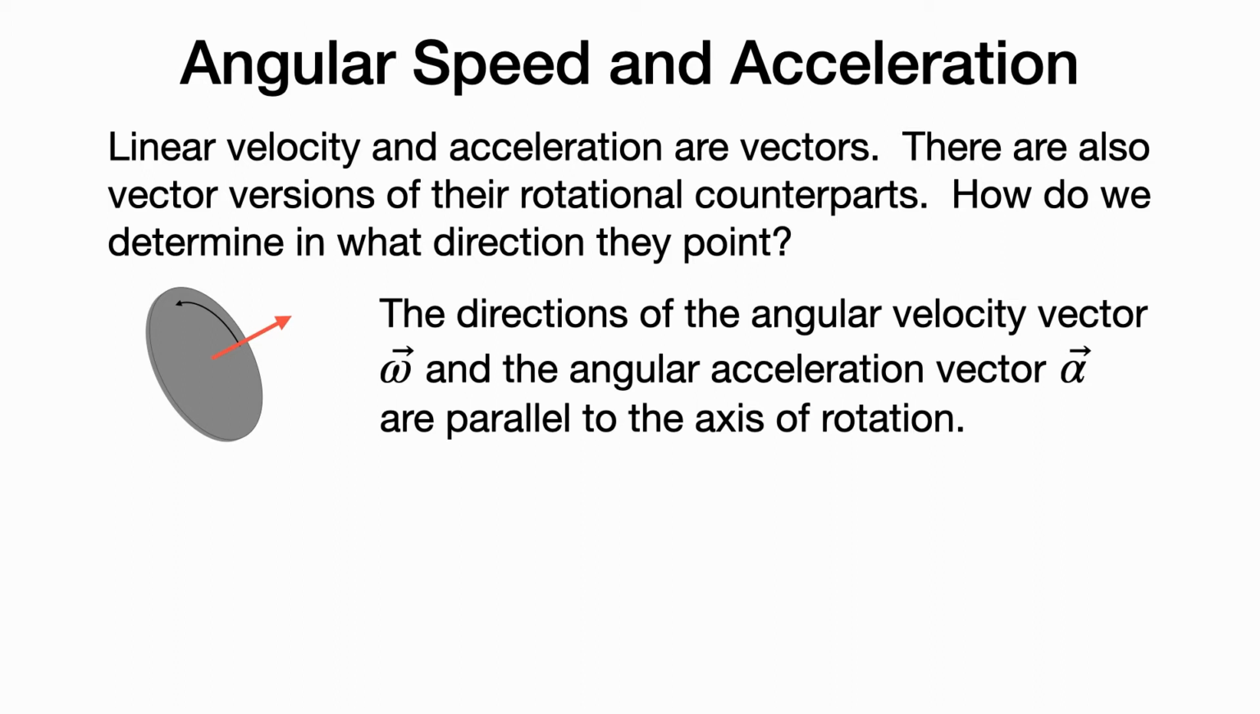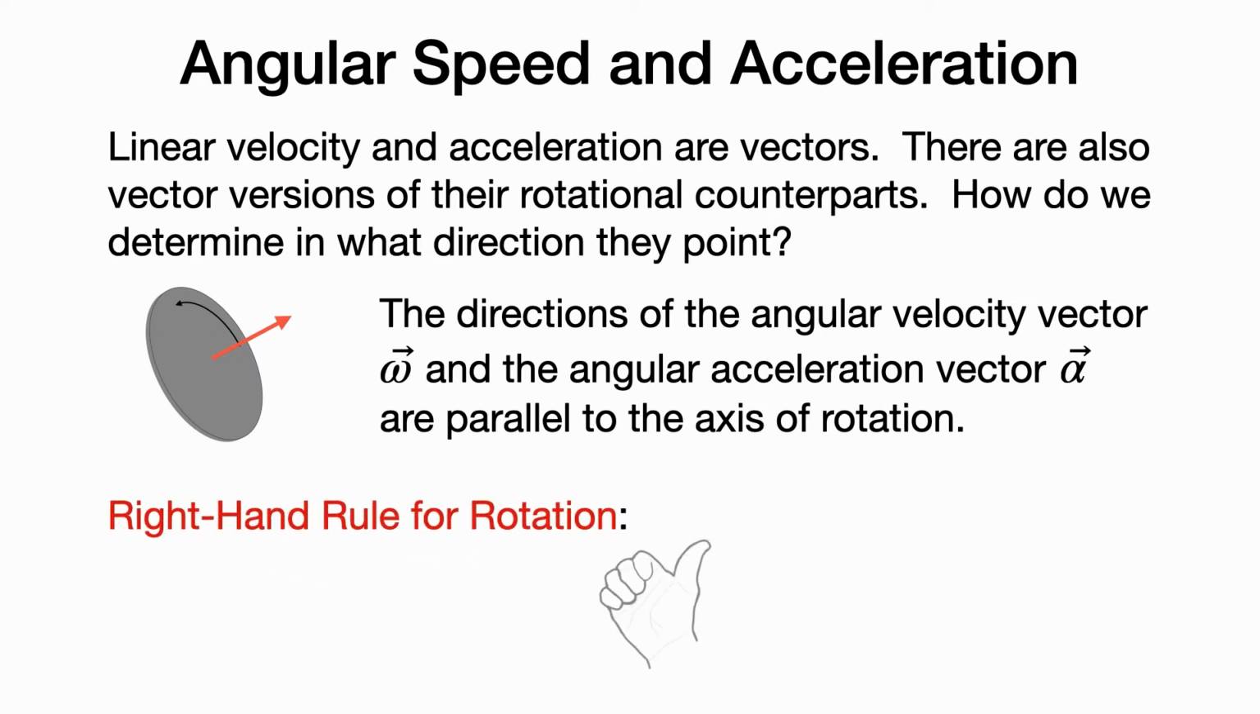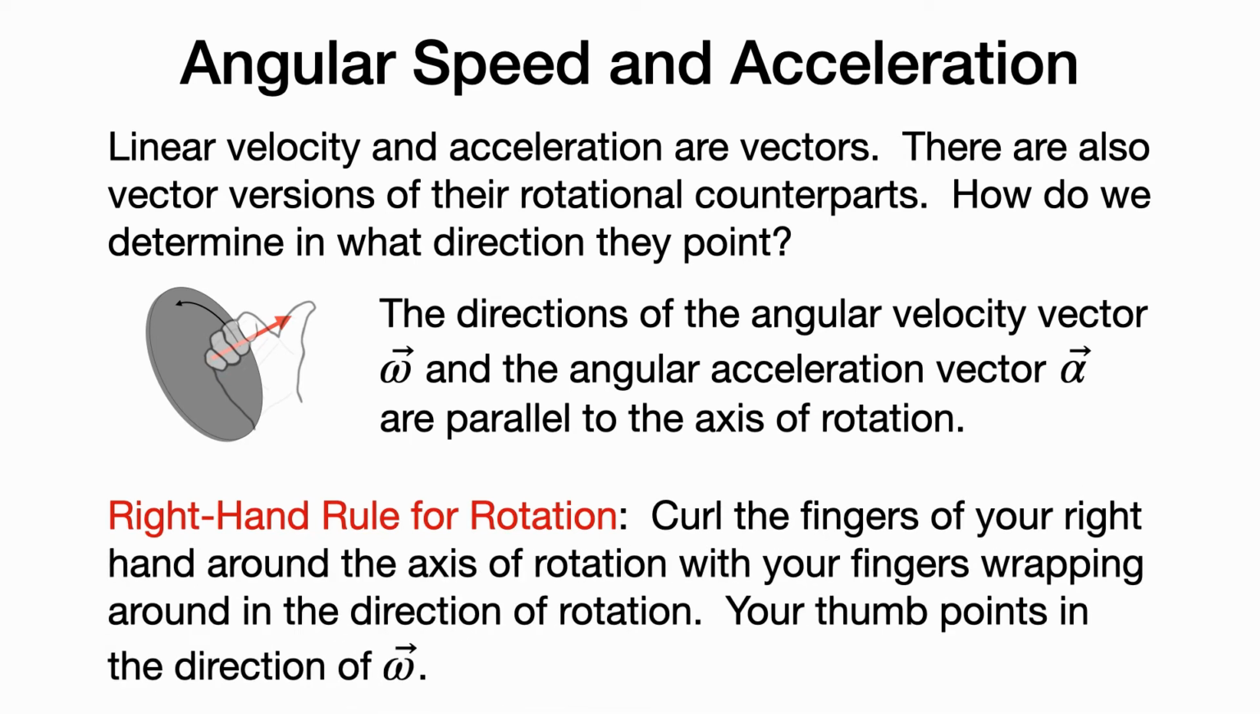To break this degeneracy and to determine which direction the angular velocity and angular acceleration point, we use something called the right-hand rule for rotation. We take our right hand and we place it so that we wrap our fingers around the axis of rotation, with our fingers wrapping around in the direction of rotation. Your thumb then points in the direction of the angular velocity, omega.